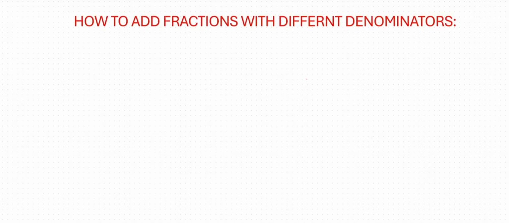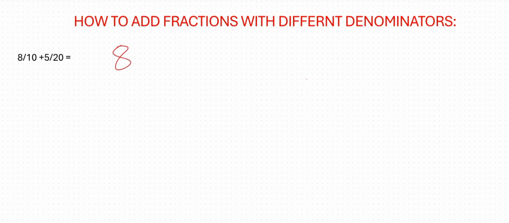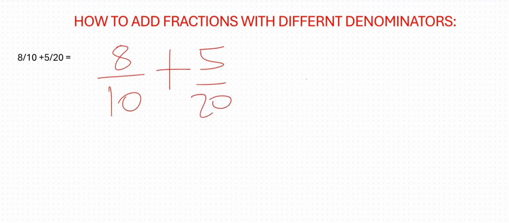In this video we will learn about fractions and more specifically how to add fractions with different denominators. So for our first example we will do 8 divided by 10 plus 5 divided by 20. First is a very important rule you gotta remember: whatever you do to the numerator you gotta do to the denominator. So first we should write it down in a proper mathematical way. That's 8 divided by 10 plus 5 divided by 20.